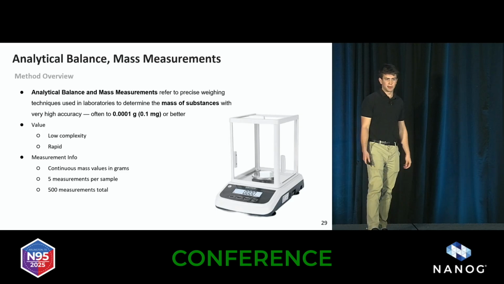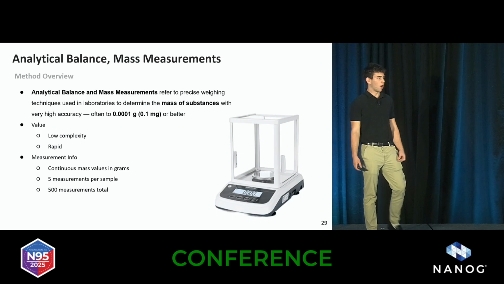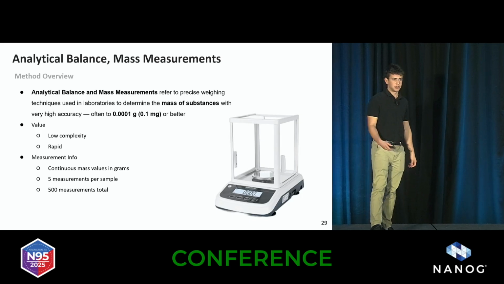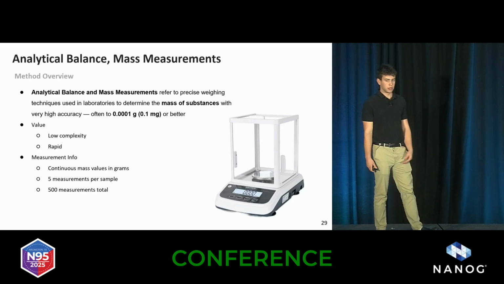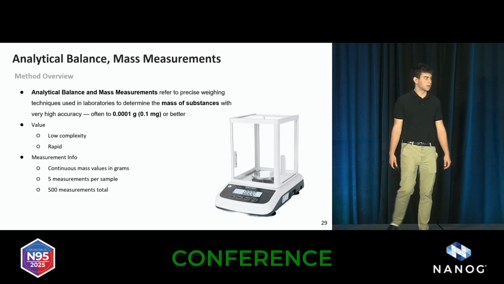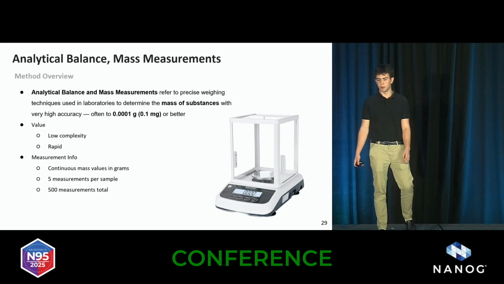So now going into the most straightforward and probably easiest to understand, the analytical balance. Although it might be deceiving, this is actually pretty effective at seeing differences between the chips. And we chose it because of its low complexity and how fast it was. We outputted a continuous mass value in grams with 5 measurements per sample for a total of 500 measurements.